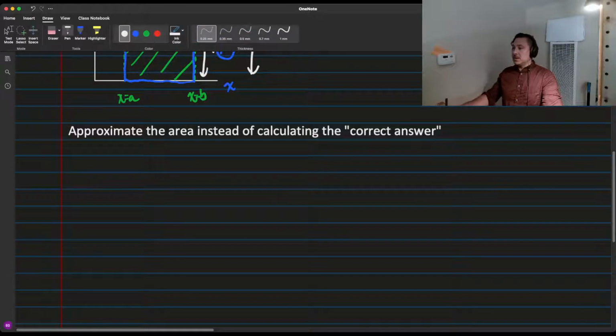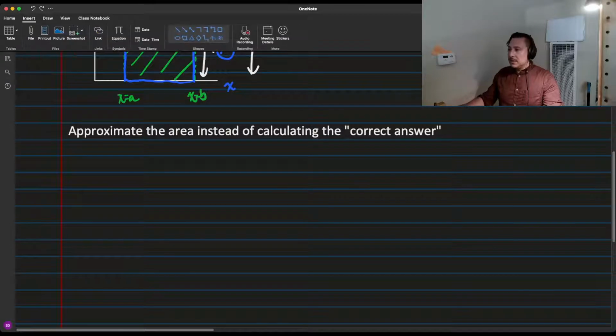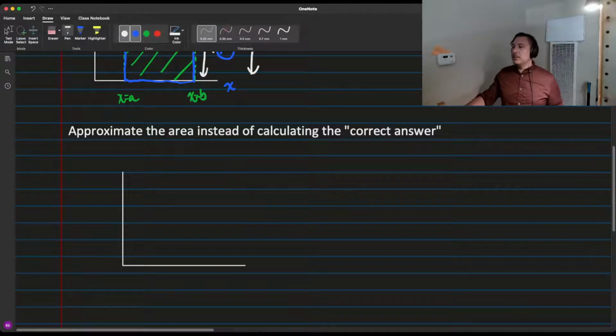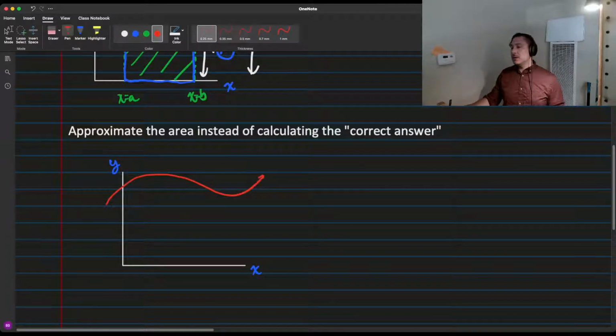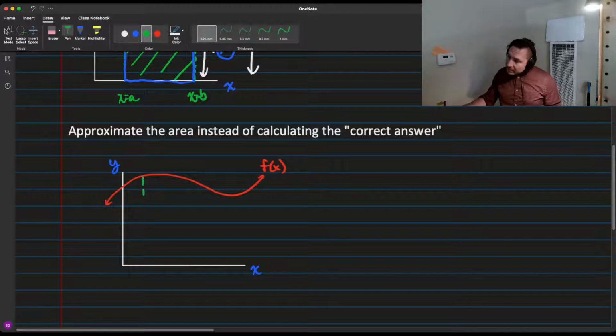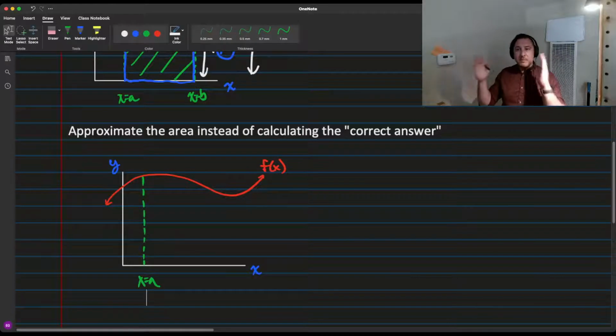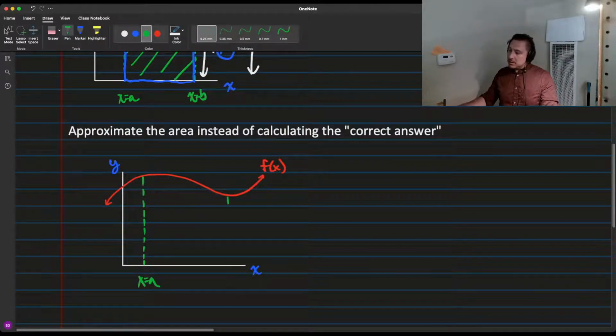So let me insert, oops. I wanted an axis again, but it keeps on disappearing when I try to do it. There we go. So here's our axis. Let's draw in our function. Okay, there we go. And again, we have our x values a and b, which are called our left and right bounds. I will write that down in a second.